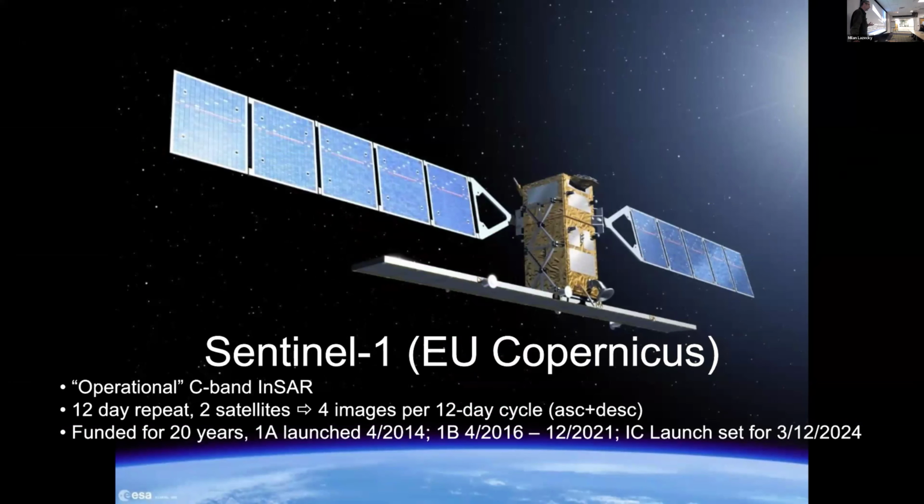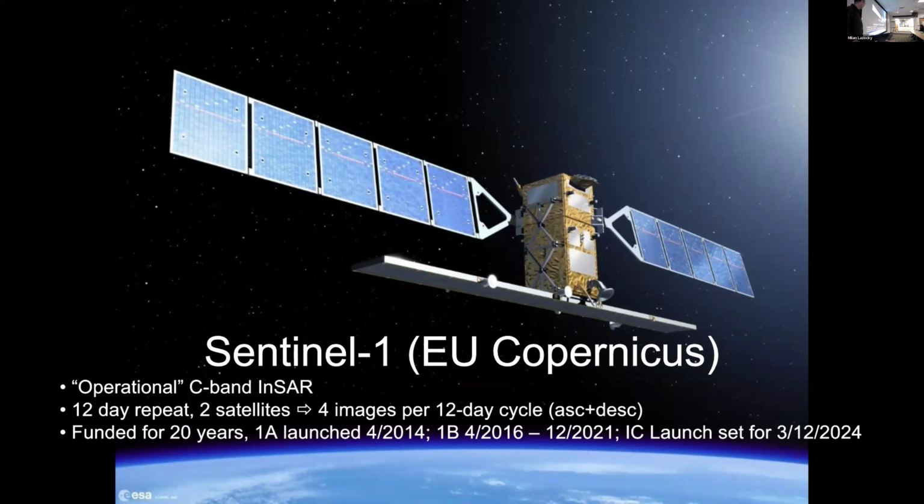Sentinel-1, though, is a big workhorse for us, and that's the data you're using mostly. It's the first really operational C-band InSAR satellite designed for InSAR with this very essentially boring acquisition schedule. It does the same thing every time, again and again, which is exactly what we need for InSAR. 12-day repeat. There should be 2 satellites in the constellation, so that gives you 4 images every 12 days if you've got 2 on the ascending and 2 on the descending. It's funded for around 20 years, so we're about halfway through now.